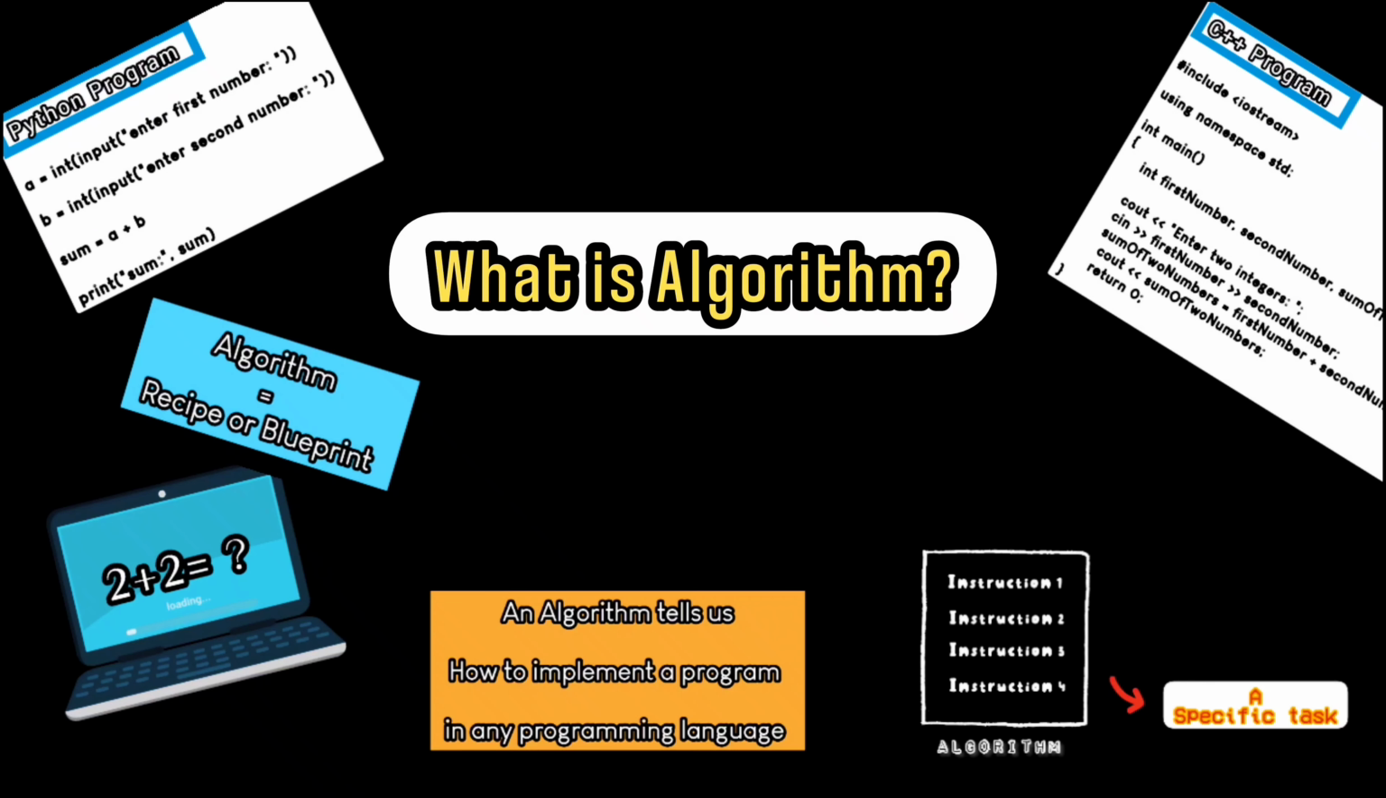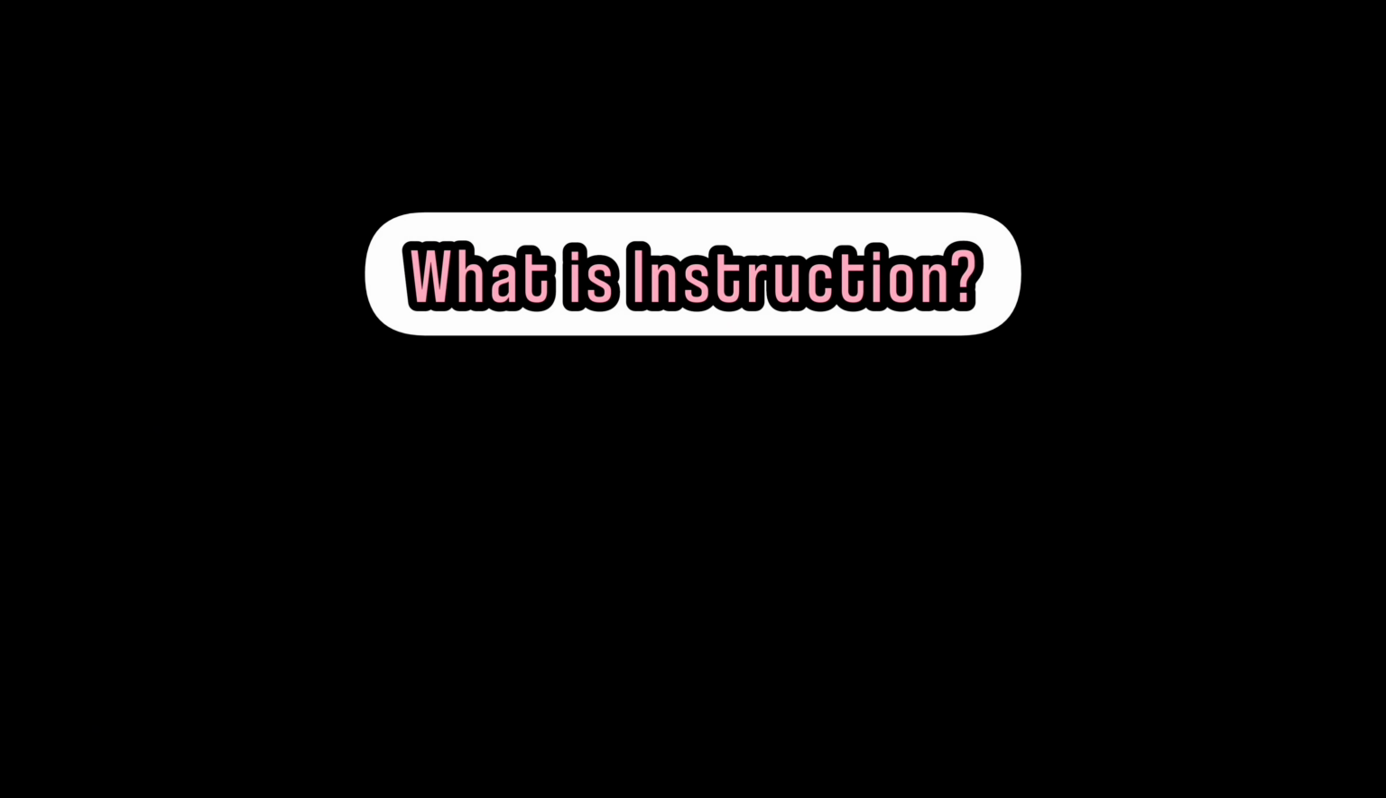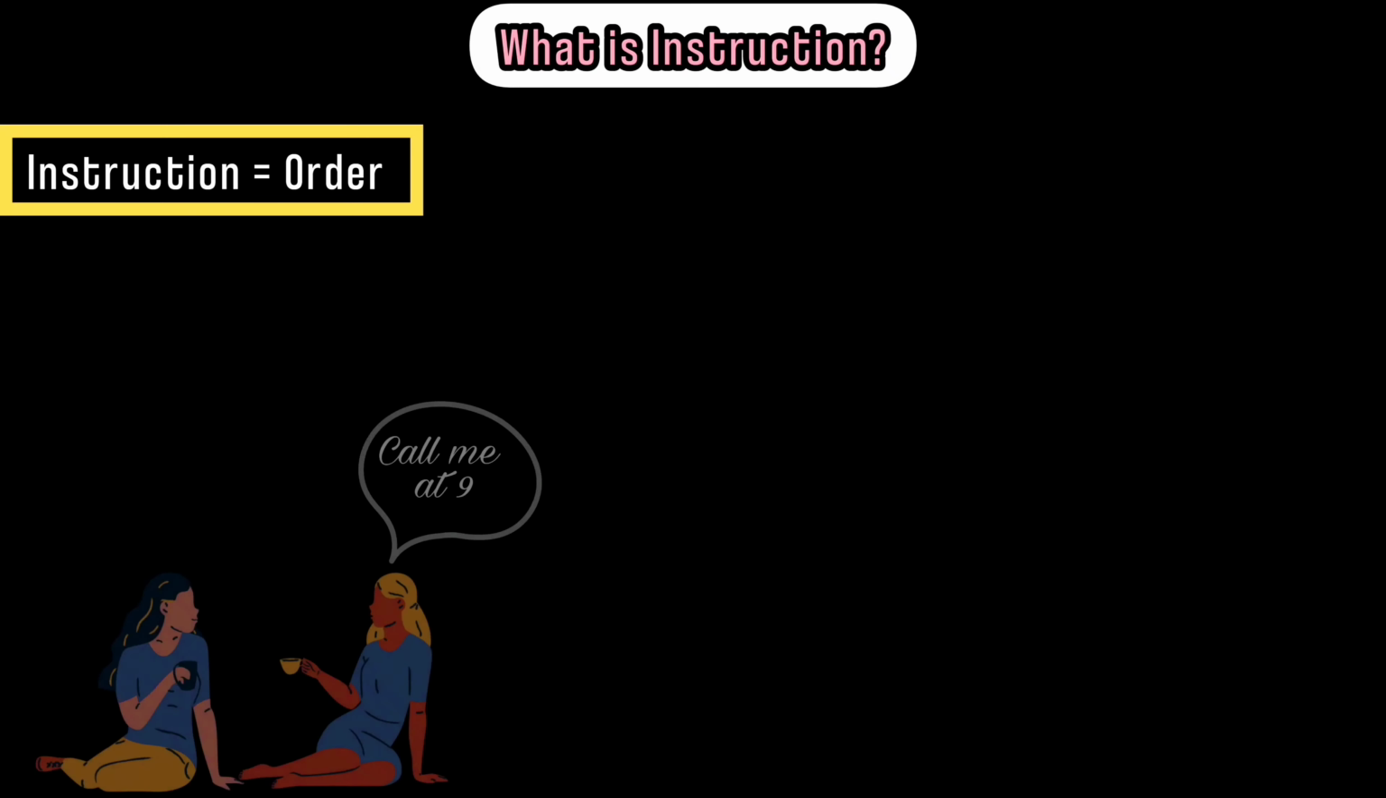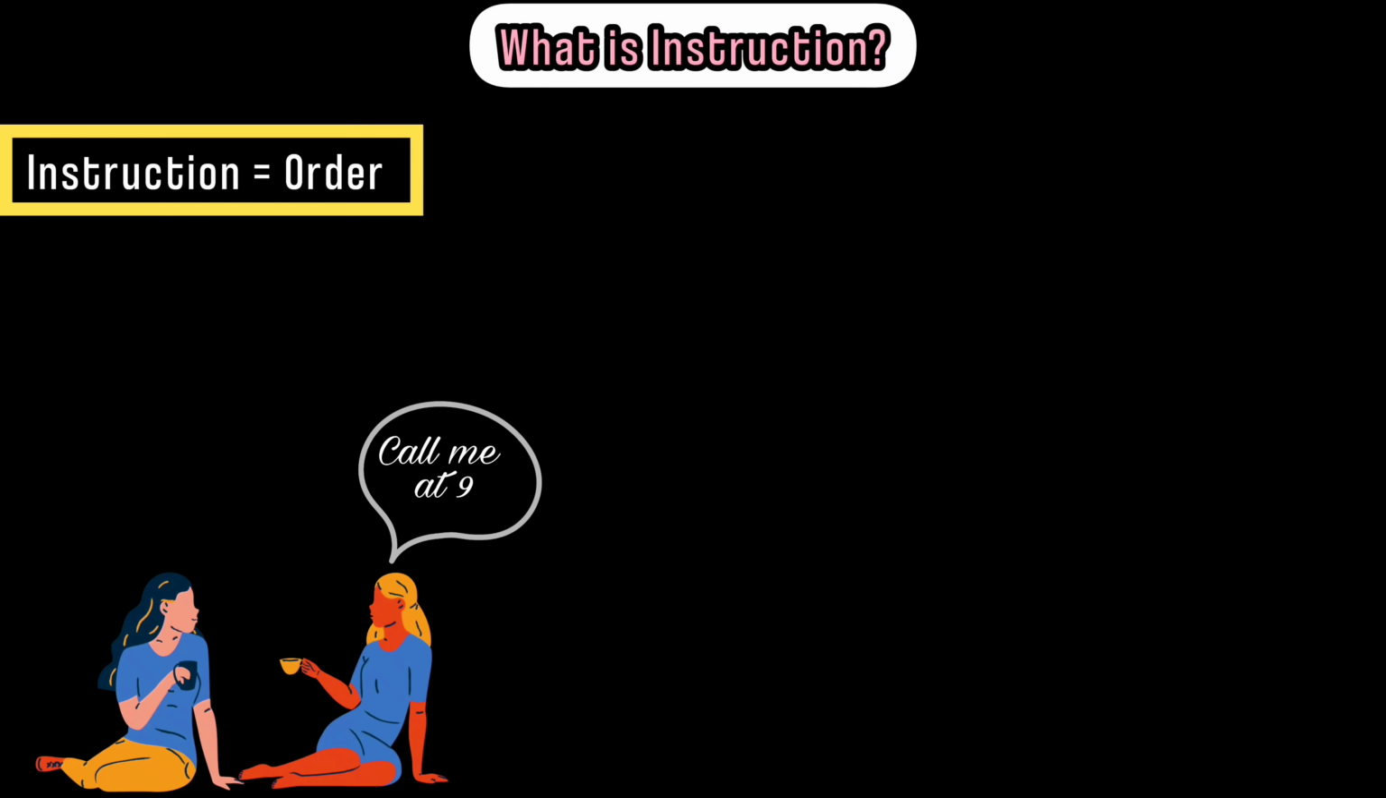What is an algorithm? Before understanding what an algorithm is, let us understand instruction. So, what is an instruction? An instruction is like an order. Like when you tell your best friend to give you a call at a specific time, that's an instruction.